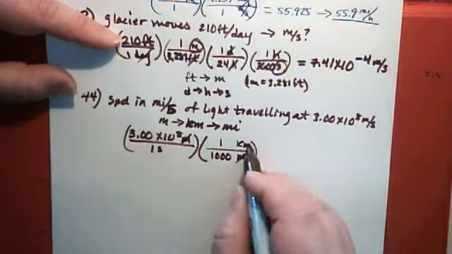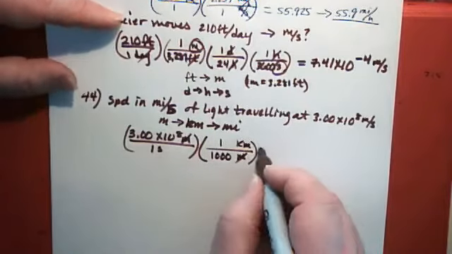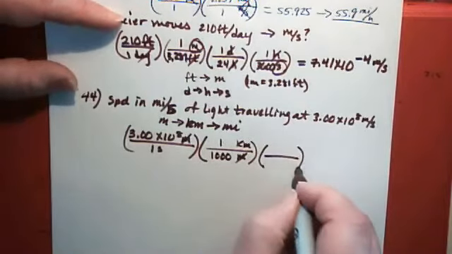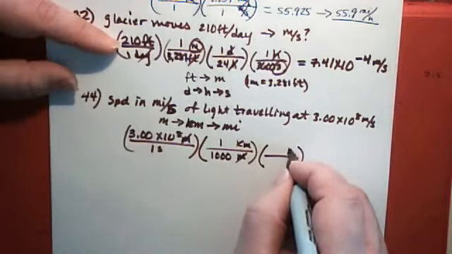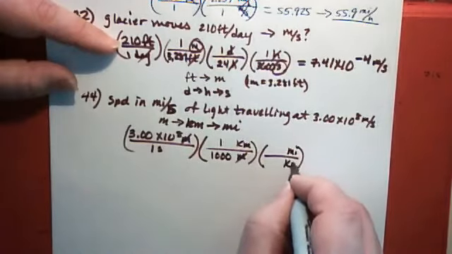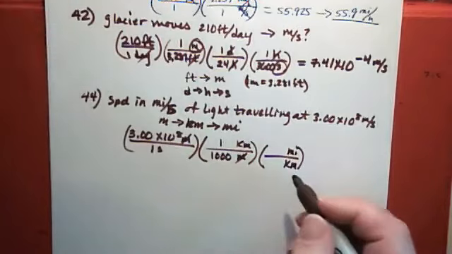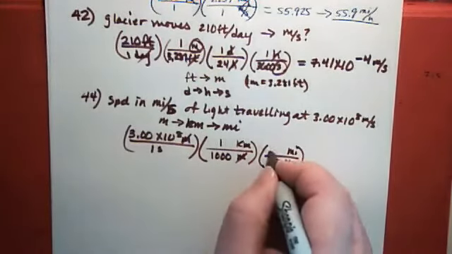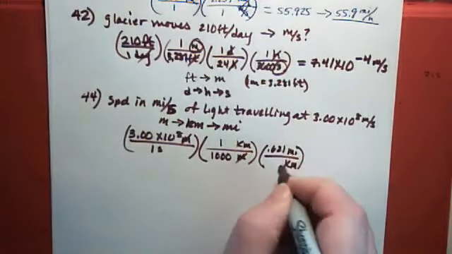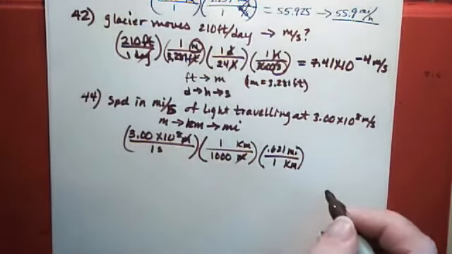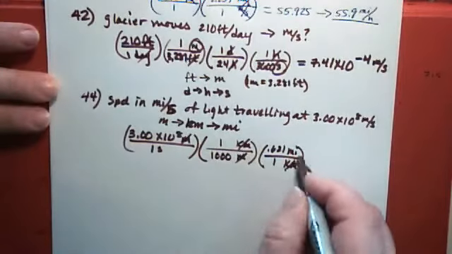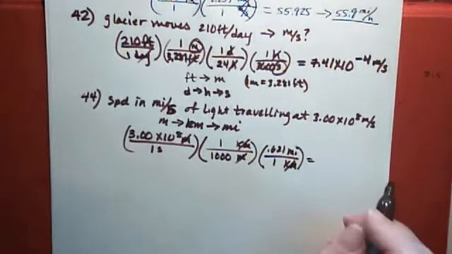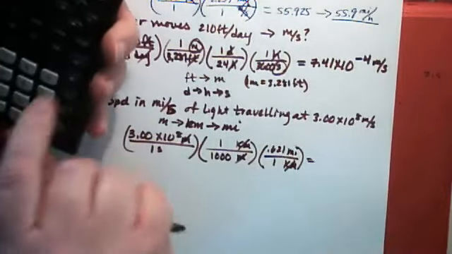Now meters cancel, and we would have kilometers per second, but actually we want miles per second. So kilometers go on the bottom. The conversion factor sheet tells us that there's 0.621 miles for every 1 kilometer. Kilometers cancel and we have miles per second. And then we just have to work it out.